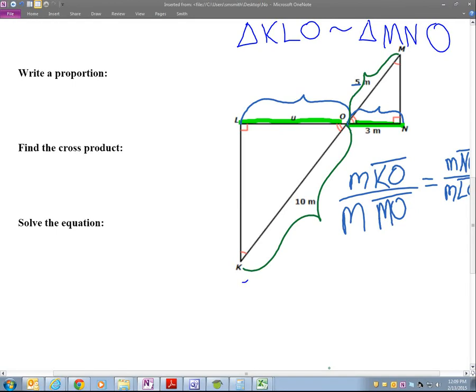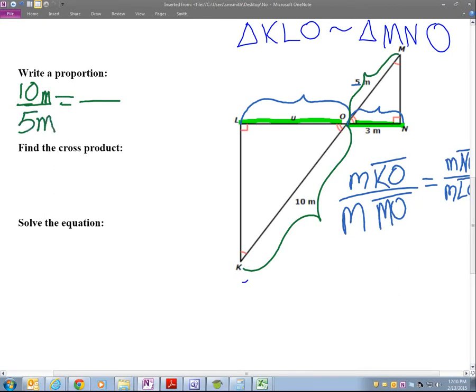Stick with me, though, okay? So let's put in this portion. Yeah, let's substitute in the things we know. We have the big one at the top. Measure KO is what, Sophia? 10 meters. And then the measure of MO is what, Gwen? Okay, the measure of MO is 5 meters.